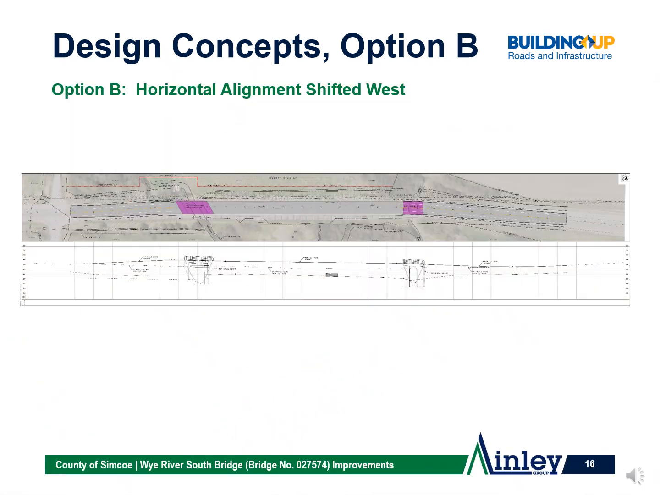As illustrated in this graphic for design concept option B, the proposed road, which is shown in gray, has a horizontal alignment that is 5 meters west of the existing centerline. This will require a realignment of the watercourse southwest of the Wye River South Bridge of approximately 10 meters to the west. It is noted that the watercourse realignment is in close proximity to an existing residence, and it is expected that this would create a negative property impact. The anticipated limits of property acquisition required for this option are also shown.